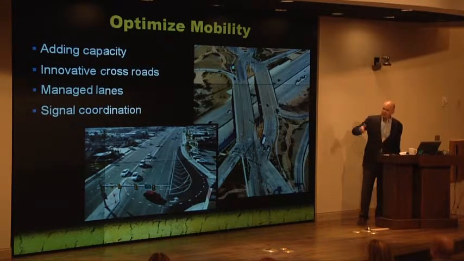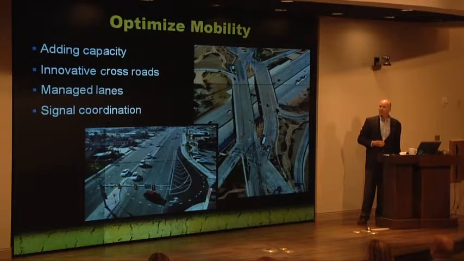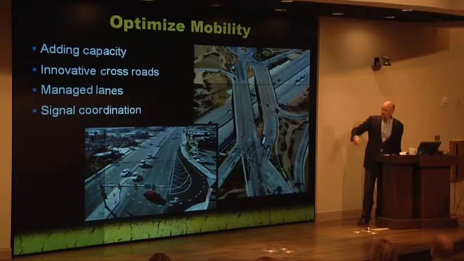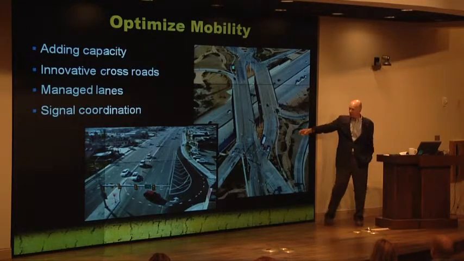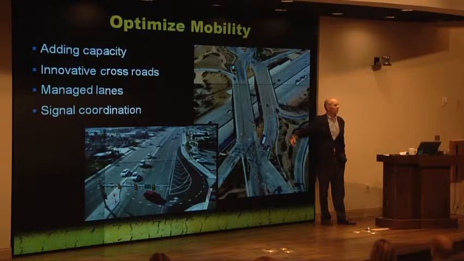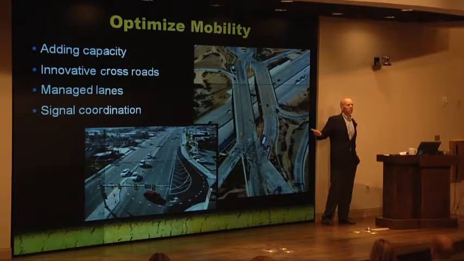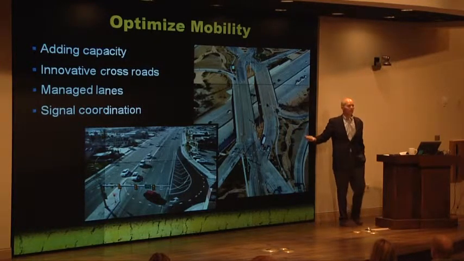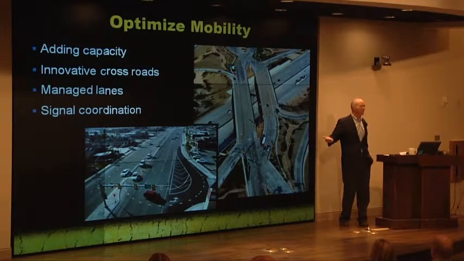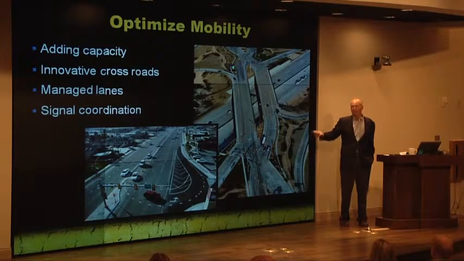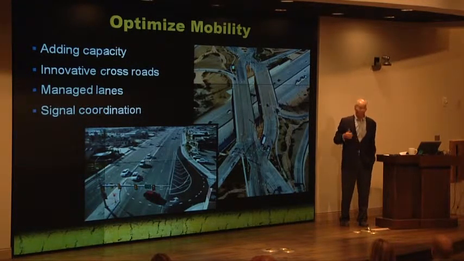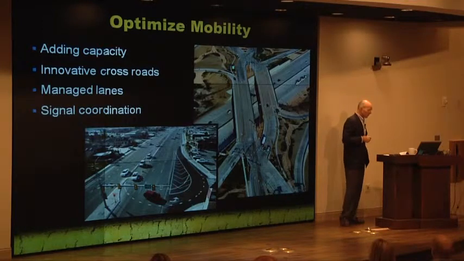Optimize mobility. You can see on the side the types of things here. We say innovative crossroads. We've been doing a lot of diverging diamond interchanges. If you guys haven't started looking into these DDIs, incredibly efficient. It's amazing how much traffic these things move, even compared to a single point urban interchange. So we're now putting in a lot of these, and they're cheaper than putting in SPUIs as well.